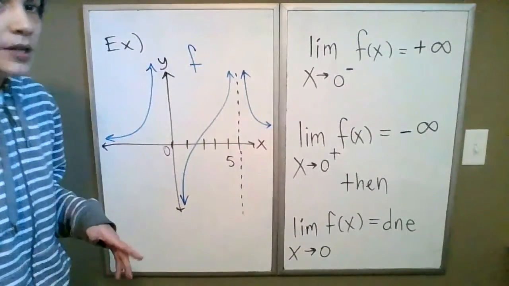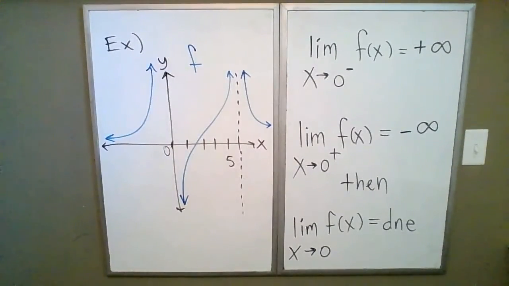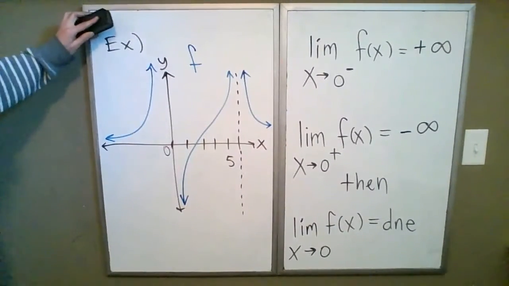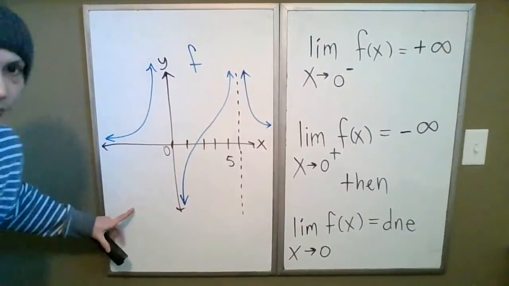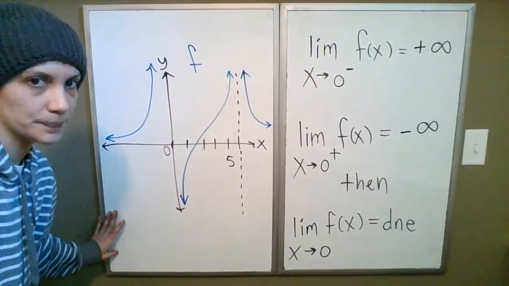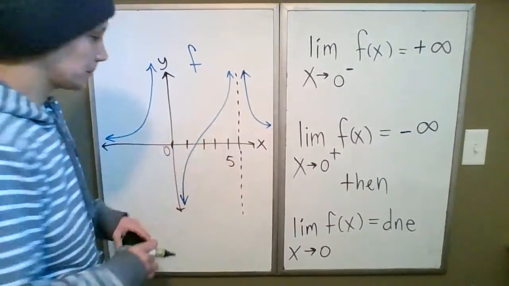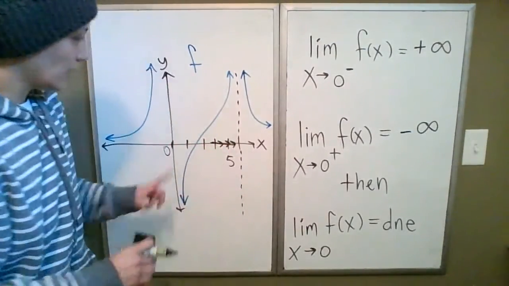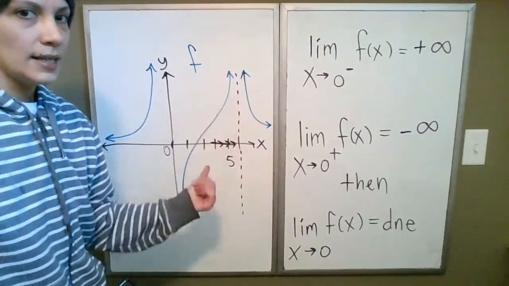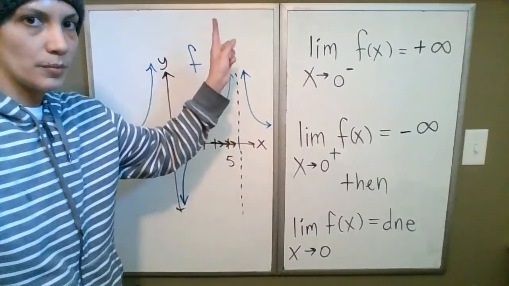Oh yeah, and we're going to look at one more limit before we leave this graph. Down here, we'll do the limit as x approaches 5. So first, let's look at the left side. x is going to 5 from the left. f of x goes up to positive infinity. Then as x goes to 5 on the right, same thing's happening. So as x approaches 5, f of x goes to positive infinity.